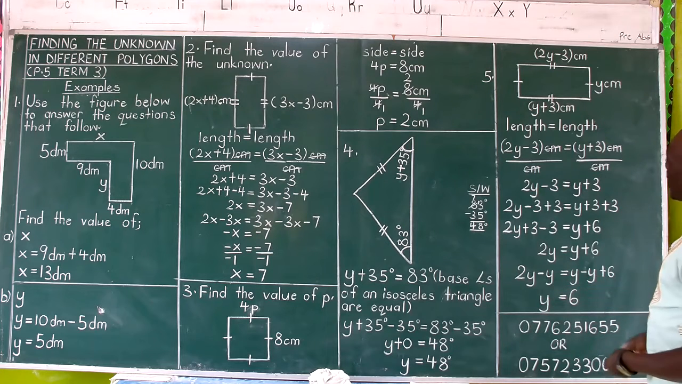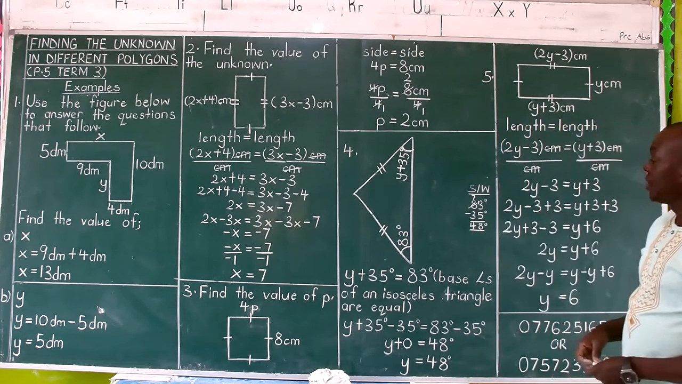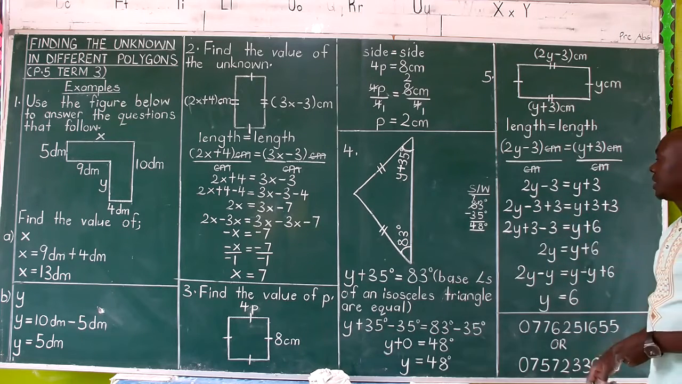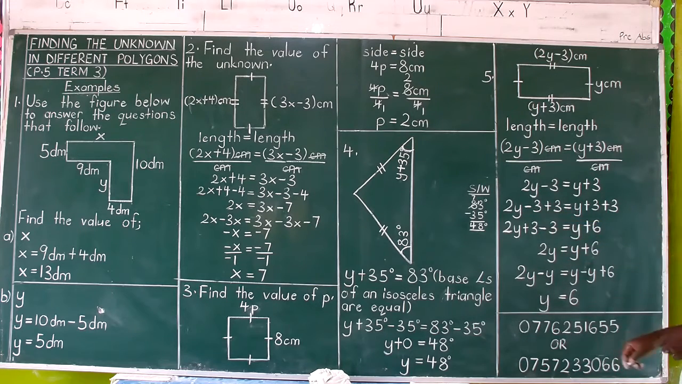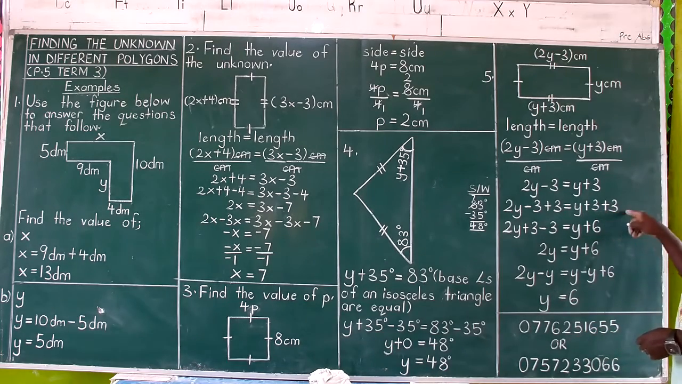Then start solving algebra. Algebra is something to do with an opposite style. So do the opposite of what is brought. So the opposite of minus 3 is a plus 3. So do add 3 to the other side to eliminate a negative 3. So I've got 2y minus 3 plus 3 is equal to y plus 3 plus 3.